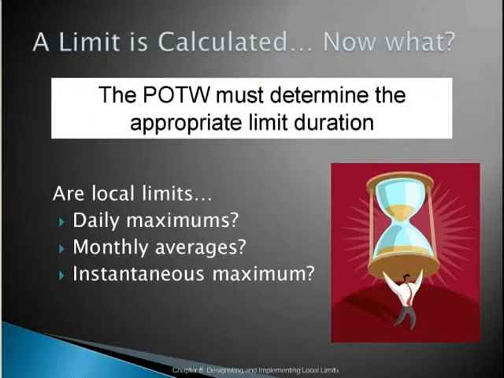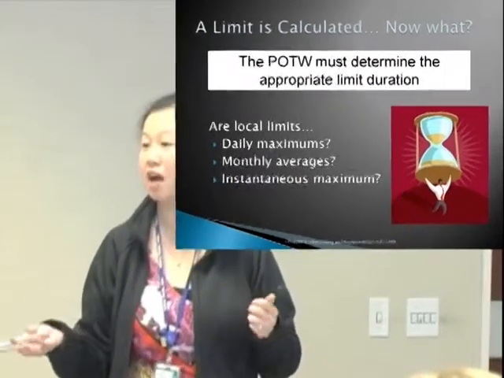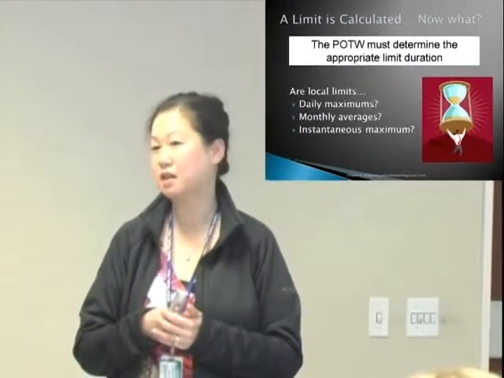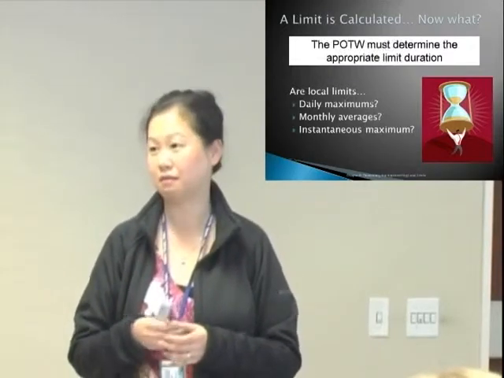And so once the POTW has developed a limit, it's just a number to them. How are they going to apply that limit? Is that limit a daily maximum? Is that an instantaneous maximum? Is that a monthly average? What is it? They have to tell you that in their submission. Otherwise, you don't know, because they could be applying their local limits as annual averages.